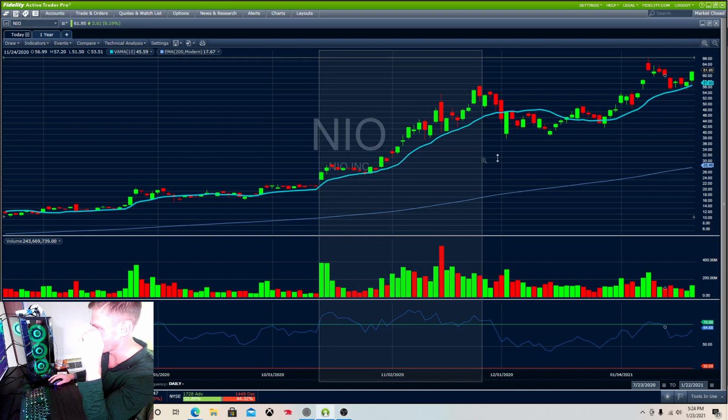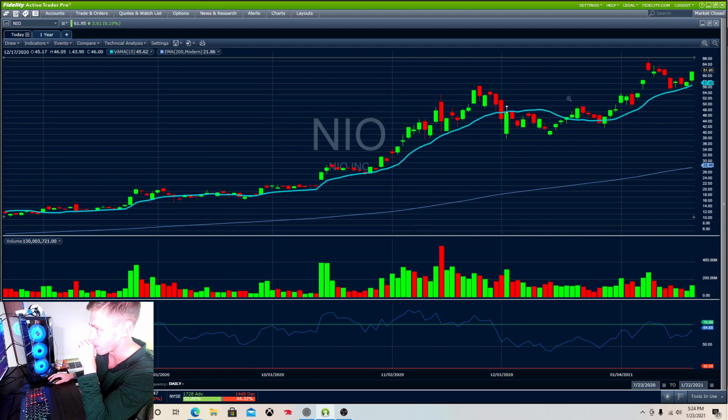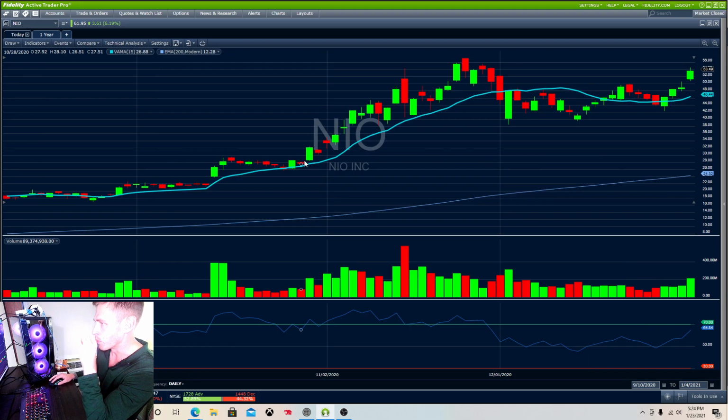And here is a perfect example of a Harami right here. Now, with a Harami, what you are looking for, I think this will be easier to see if I zoom out just a hair. I'll just go like this. And with a Harami, what you're looking for is a large green candle like this one, followed by a smaller red candle somewhere in the middle of that price range, right?